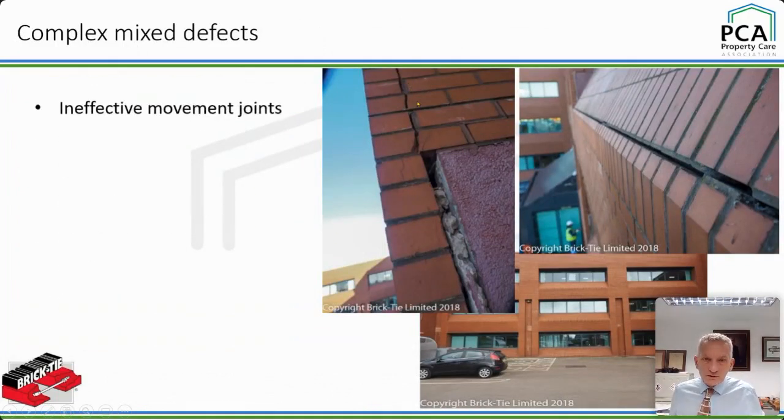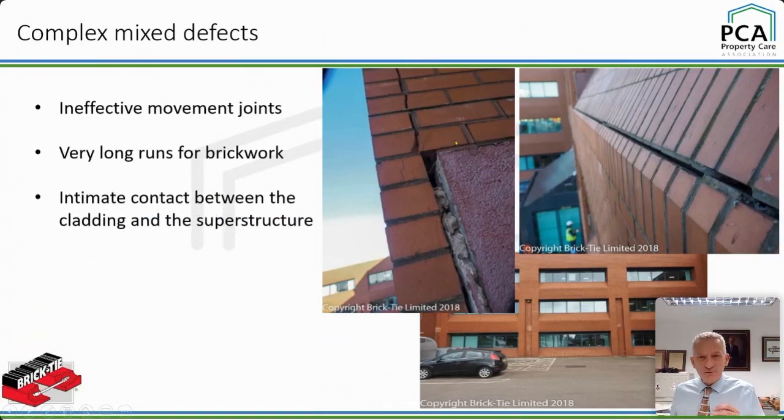If you look at these pictures, this is this building here, which has got very long... the movement joints are rubbish. It's got very long stretches of brickwork. It's got intimate contact. If you look where my cursor is now, that's the concrete frame of the inner structure. And that column in between all the windows is resting on it. This cladding is thermally active, so we've got cracks between the two.